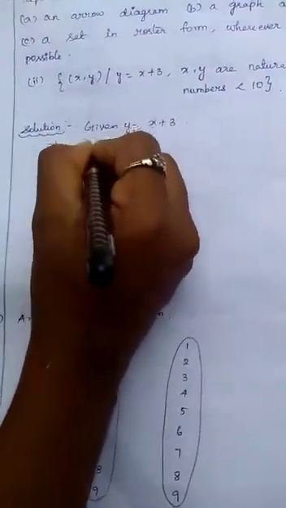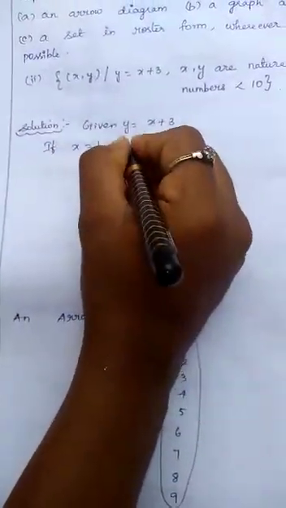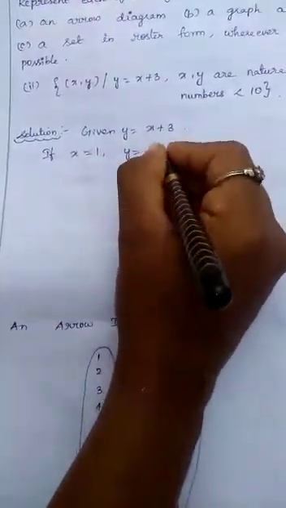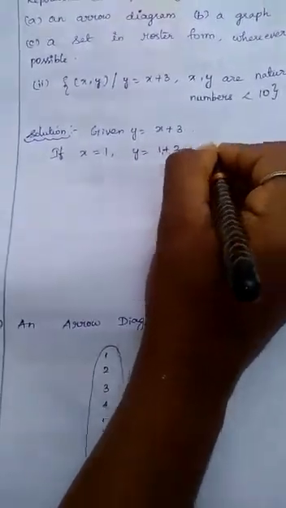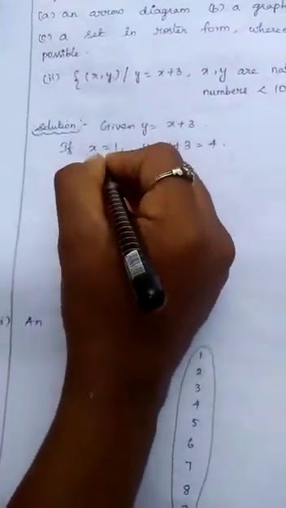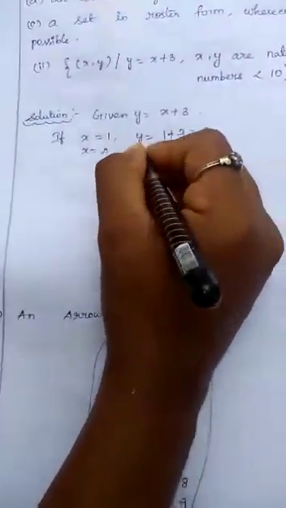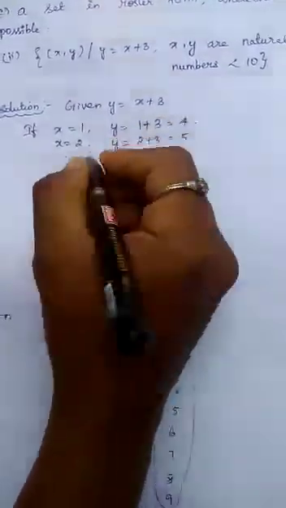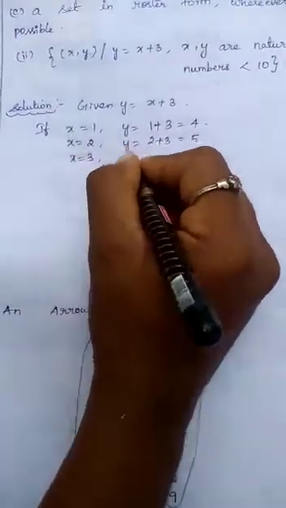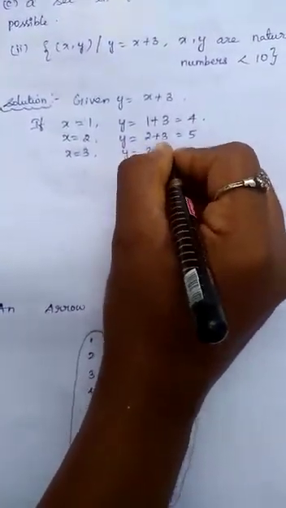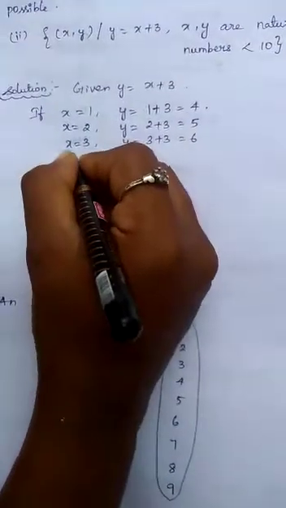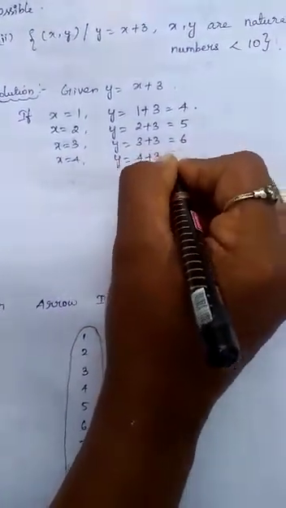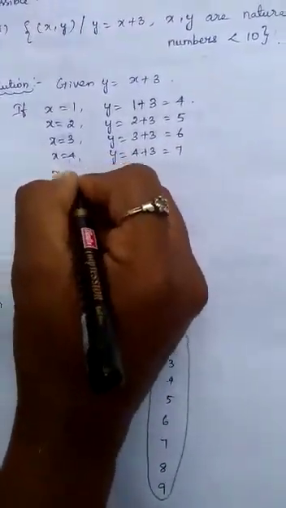If x is equal to 1, then y is equal to, substituting the value 1 in this equation, 1 plus 3 is equal to 4. Substitute x is equal to 2: y is equal to 2 plus 3, that is 5. x is equal to 3: y is equal to 3 plus 3 is equal to 6. x is equal to 4: y is equal to 4 plus 3 is equal to 7.